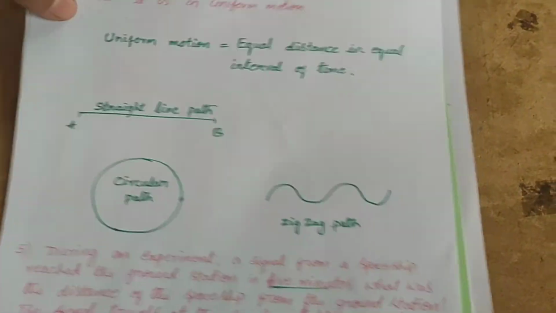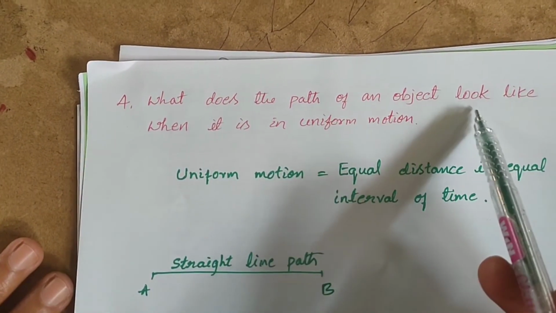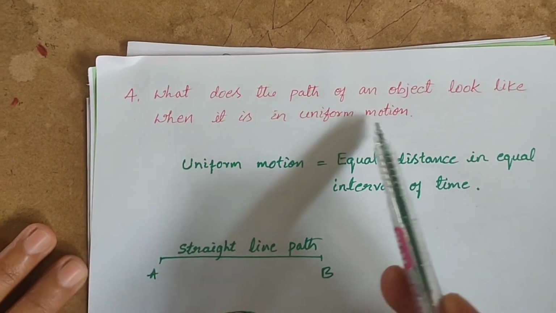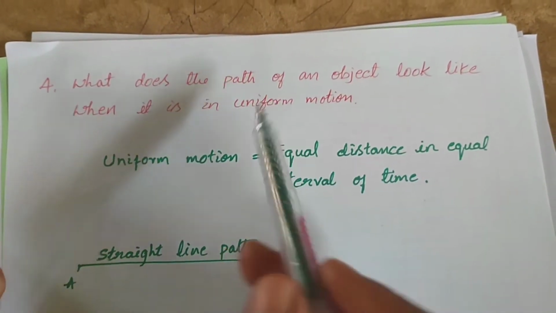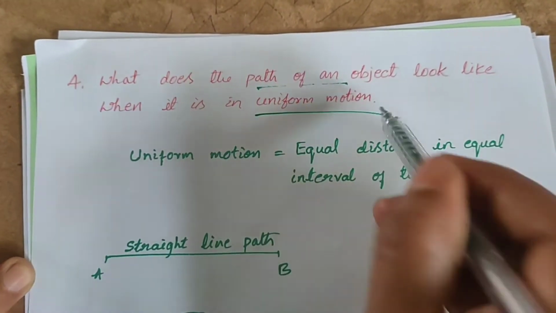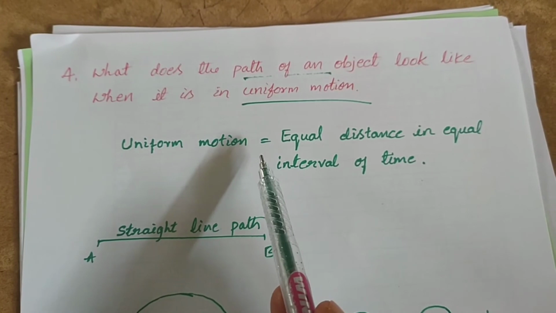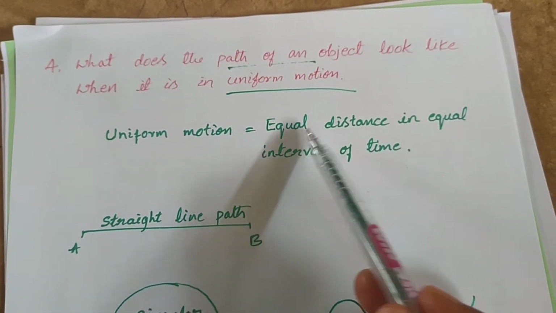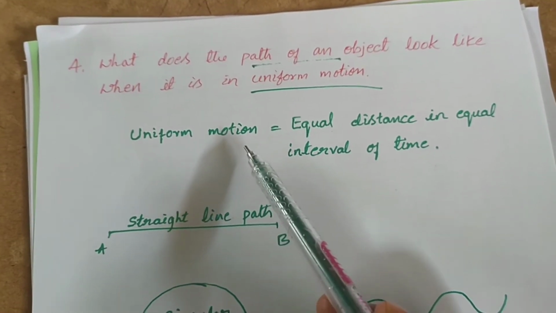Now going to the fourth question. What does the path of an object look like when it is in uniform motion? So which type of path can we see when the object is in uniform motion? You already know what uniform motion is. An object that travels equal distance in equal intervals of time is said to be in uniform motion.